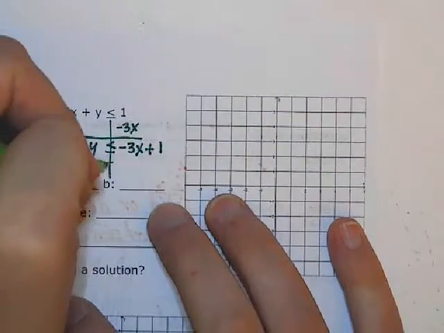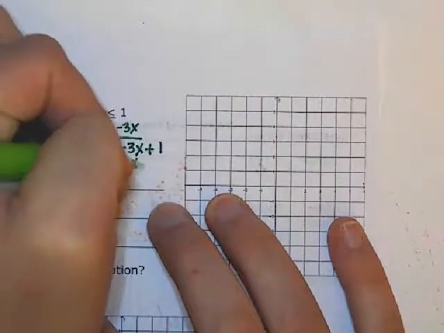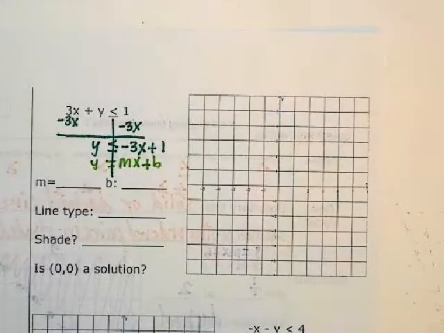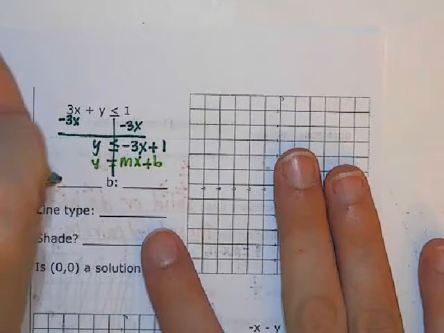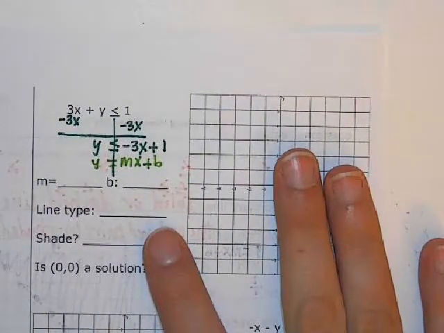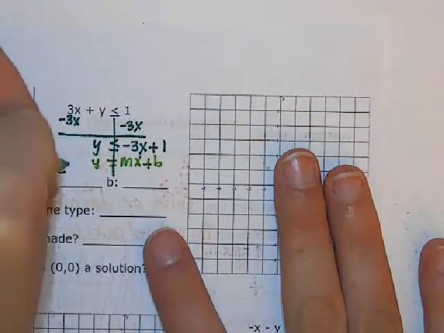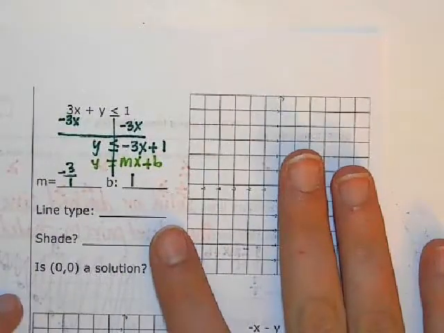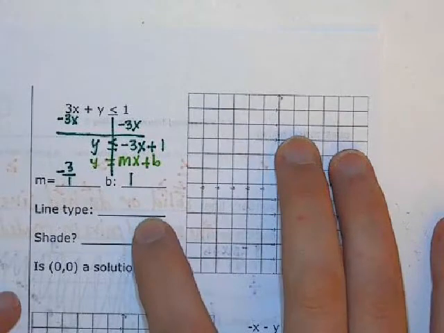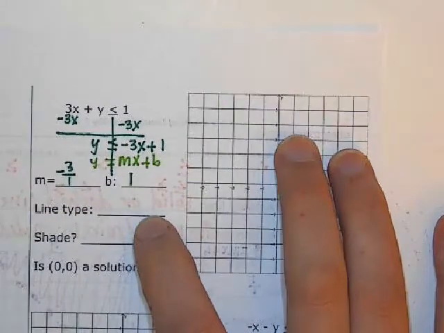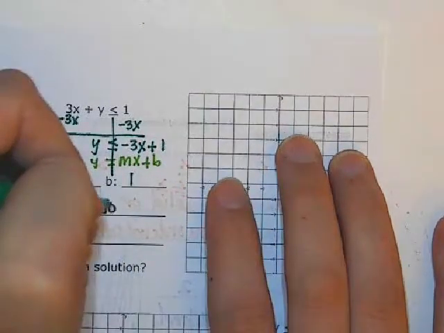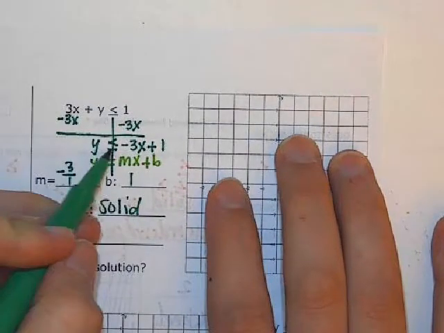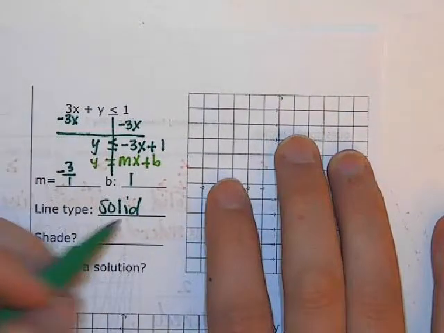So now this is the same thing. y equals mx plus b. Listen. Okay, what's my m? Negative 3, but I got to write it as a fraction, so how do I write it? Negative 3 over 1. What's my b? 1. What type of line? Solid or dashed? Solid. Why solid? Because it's less than or equal to. Solid line under the symbol, solid line on the graph.